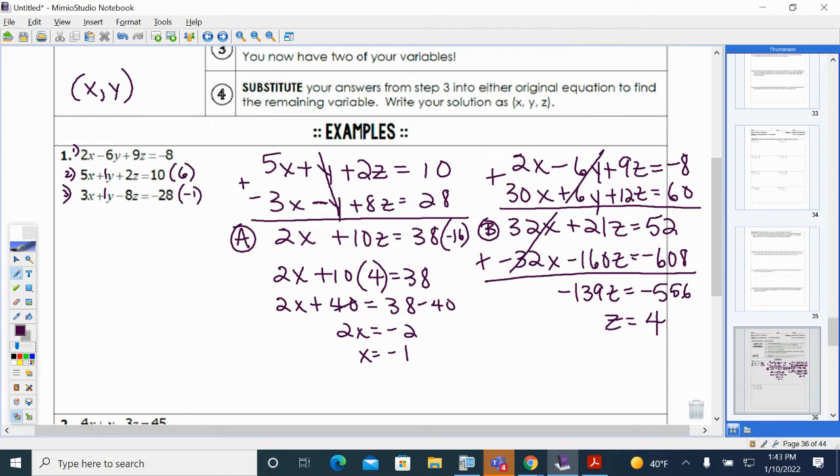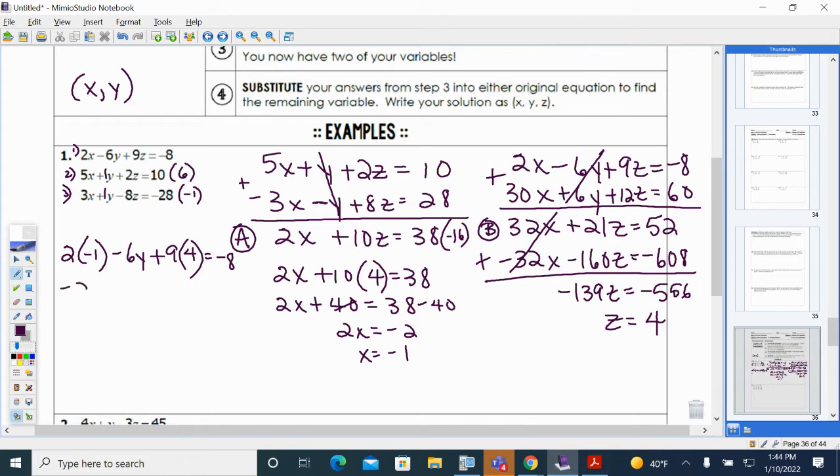Now, to find the y value, we have to go back to one of the three original equations. And it doesn't matter. The solution to the system is the point where they all hit each other. So whatever your solution is going to be true for all three. So I'm going to pick the first one. X is negative 1, so it's going to say 2 times negative 1, and I'm looking for y, so leave minus 6y, plus 9 times z, which is 4, equals negative 8.